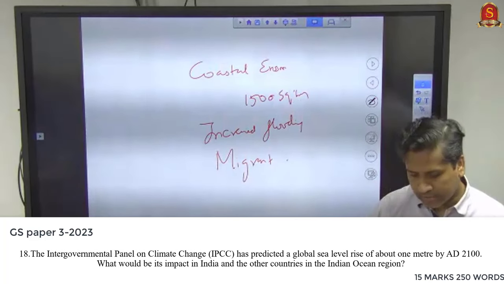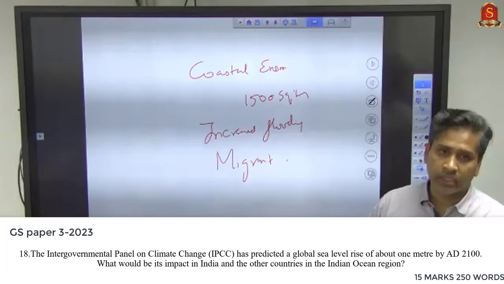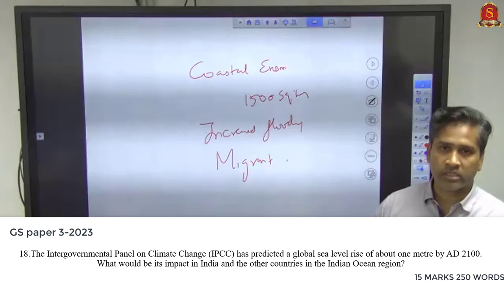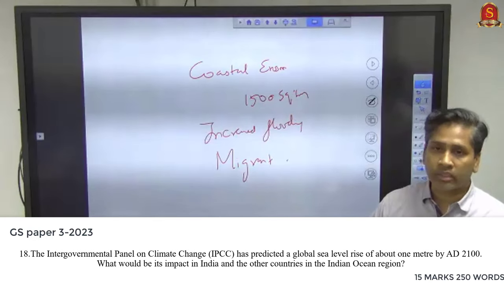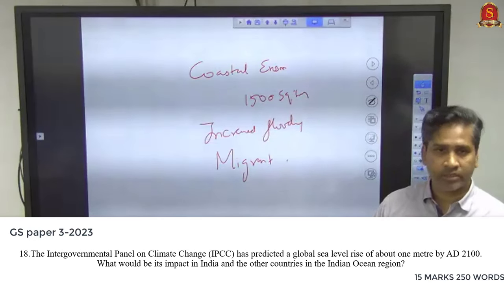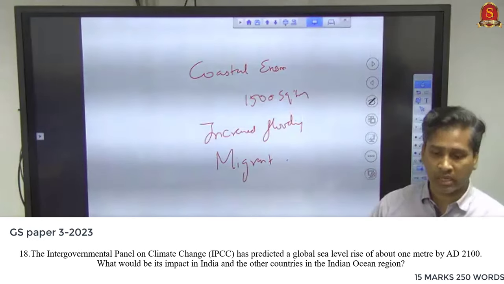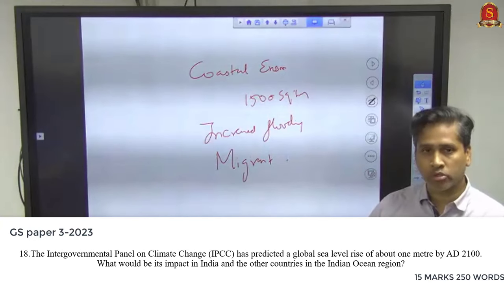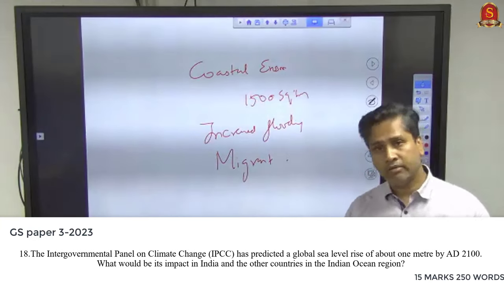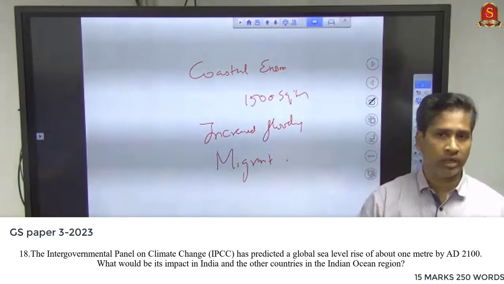And the next one is saline intrusion, the saltwater intrusion. Whenever the saltwater intrudes, you know that groundwater is getting affected, the drinking water is getting affected, agriculture crop yield will also reduce, and finally agriculture production comes down, and in turn it will also affect your inland biodiversity.